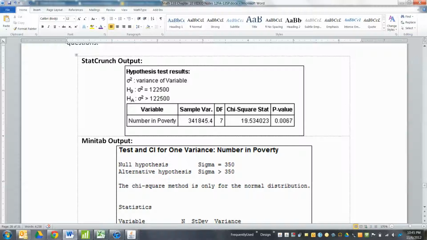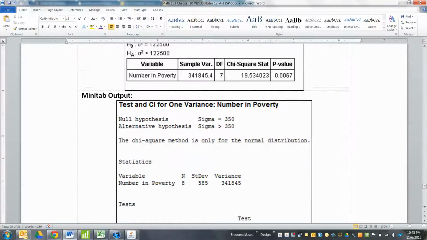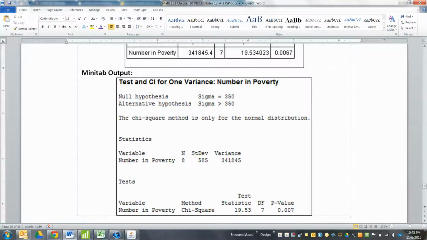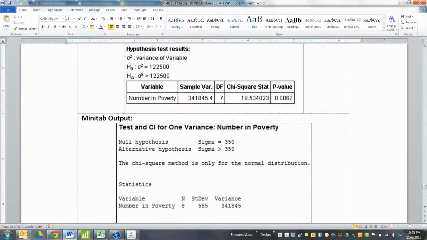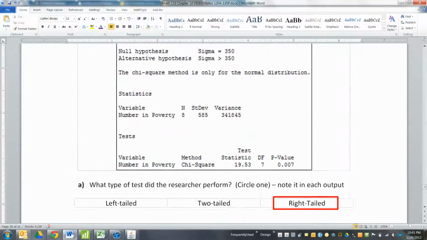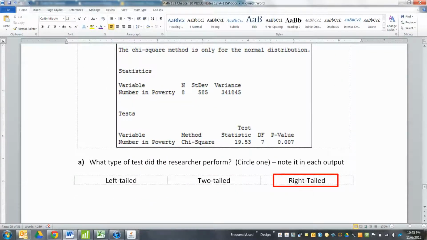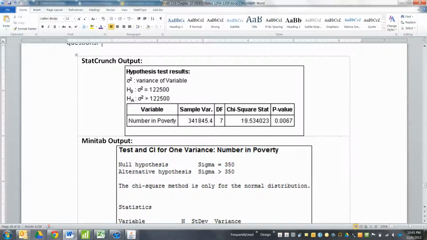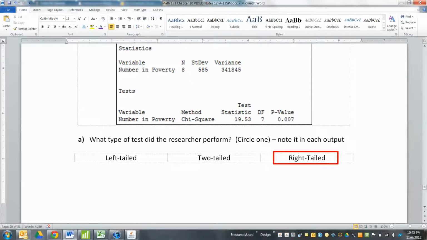And again, I can just give you these outputs and you can use them to actually run the whole test, step 1, step 2, and so on. I've broken it down into pieces here. So, what type of test did this researcher perform? If we look at it, we can see that they're picking a right-tailed test because they have a greater than symbol in their alternative hypothesis. So it's a right-tailed test.